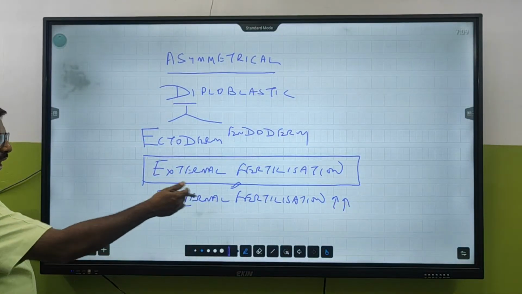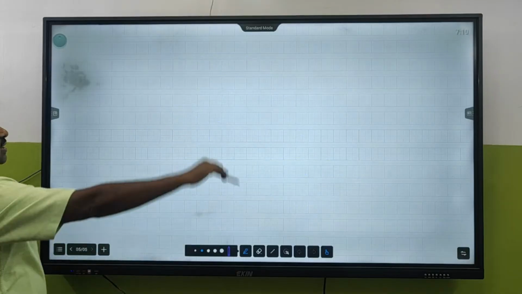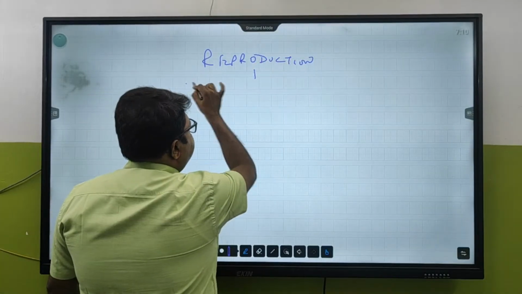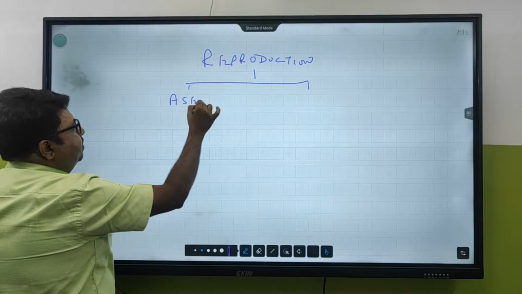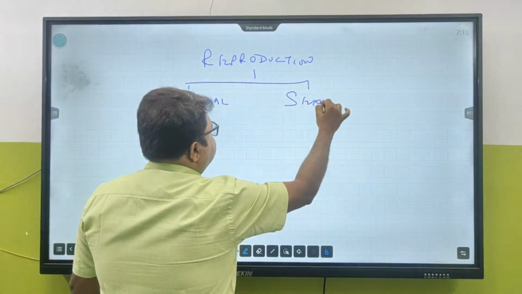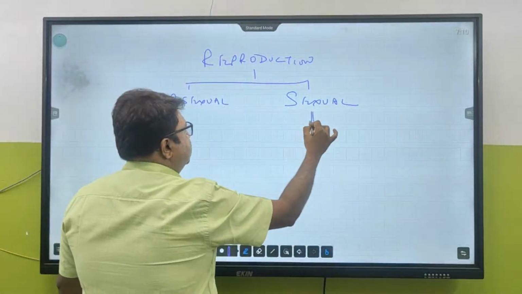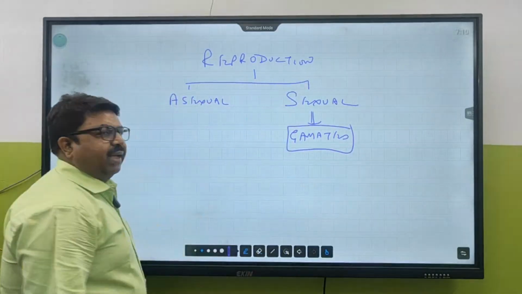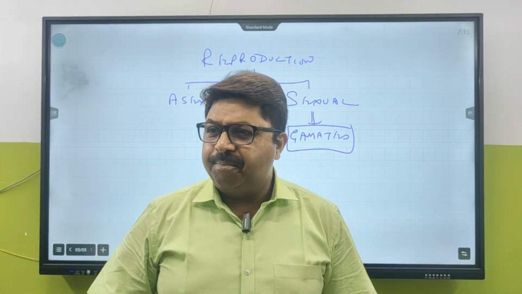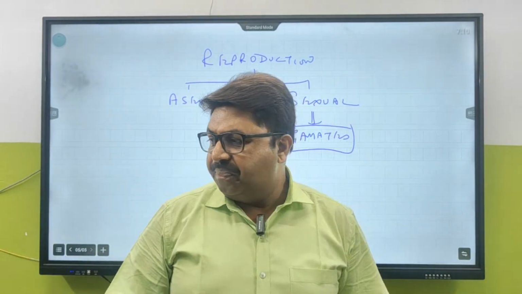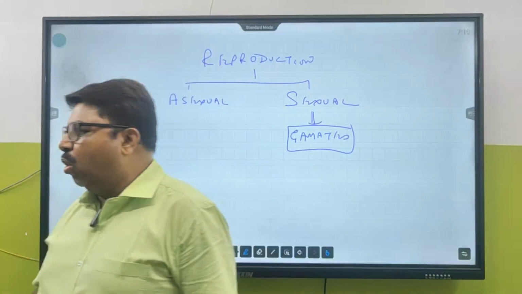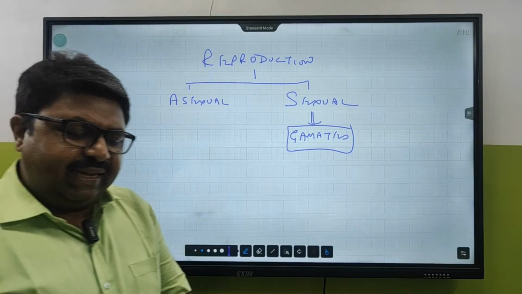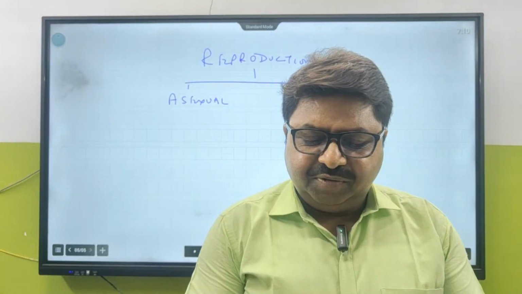Reproduction takes place by asexual means, and it can also take place by sexual means. By sexual means, they go for gamete formation, and with the help of gametes they go for sexual reproduction. But when we talk about asexual reproduction, if you have your old class 12 book, on page number 7 there was a structure given, which has now been omitted.